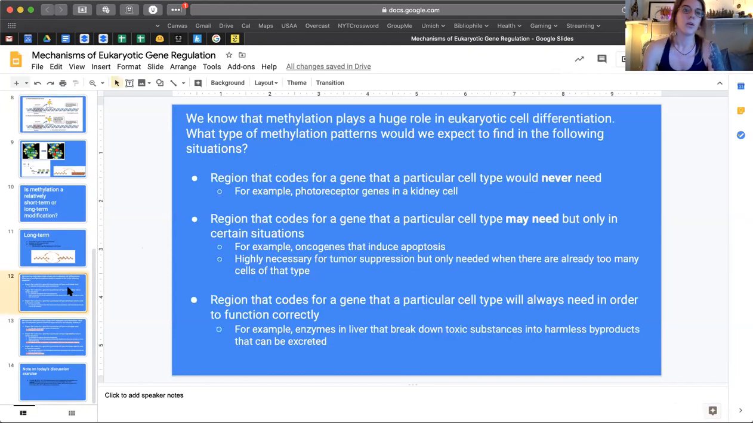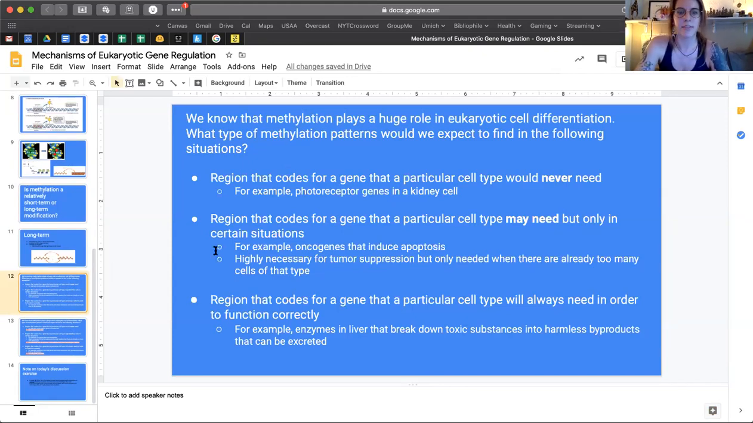Okay, so we know that methylation plays a huge part in eukaryotic cell differentiation. We just covered that. So we can use that to predict what would happen under certain circumstances, what types of methylation patterns would occur. I'm going to go through each of these three, and I want you guys to brainstorm what would happen with the methylation patterns for each of these. And then on the next slide, I'll go over the answers.